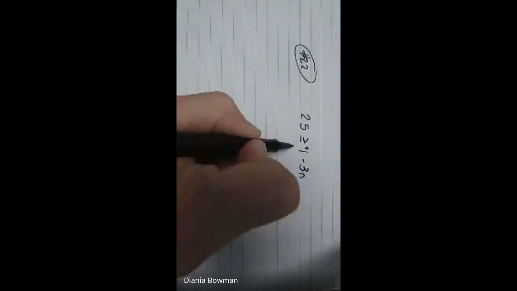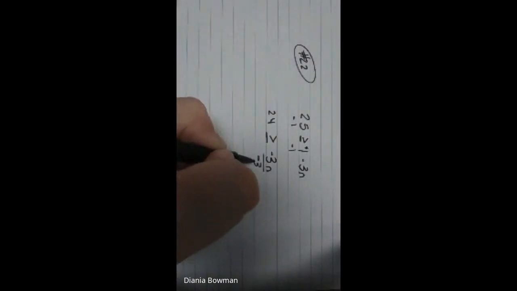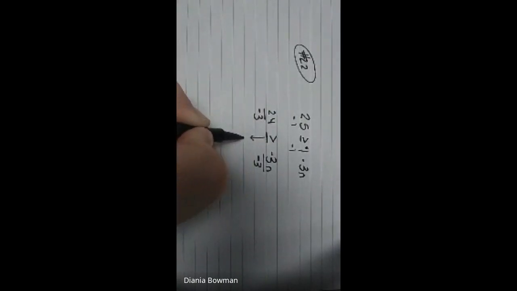I want to get the n on the side by itself, so I have to take the opposite. That's a positive 1 right there. So I have to take the opposite of that. I'm going to do negative 1. All right. So I'm left with 24 is greater than or equal to negative 3n. I'm going to divide both sides by negative 3. When I divide by a negative, I'm going to go down here and I'm going to change my sign. I'm left with n is greater than or equal to negative 8.